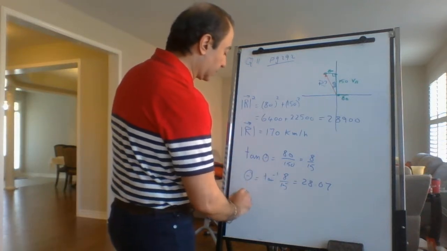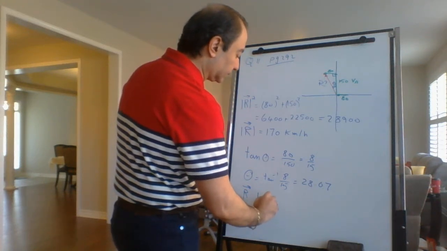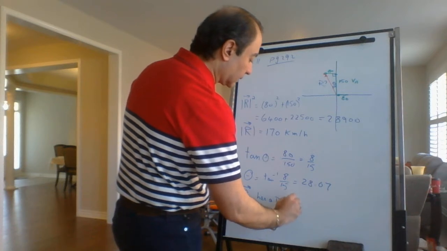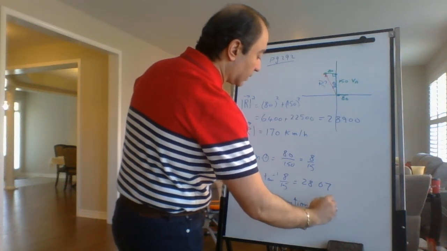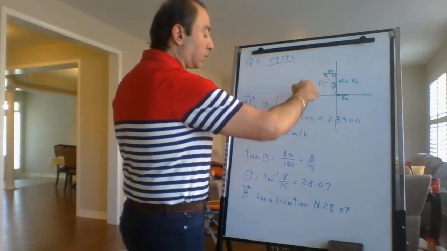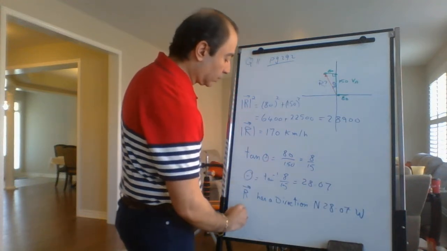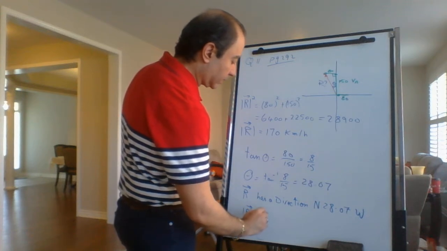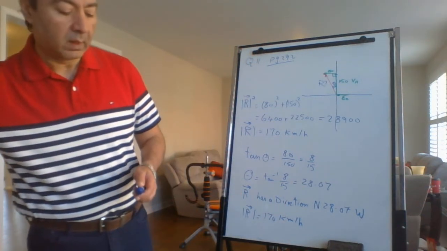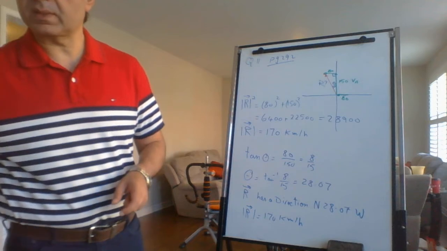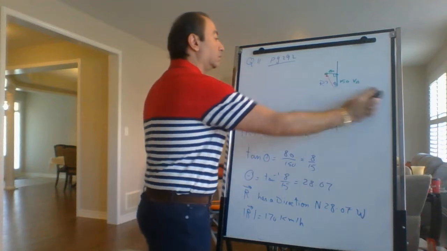So I can say that the resultant as a vector has a direction of 28.07 degrees from the north, so north 28.07 towards the west, so W. Okay, and the magnitude of R is 170 kilometers per hour. Okay, this is how we do this type of questions. All right, so this is number 11.